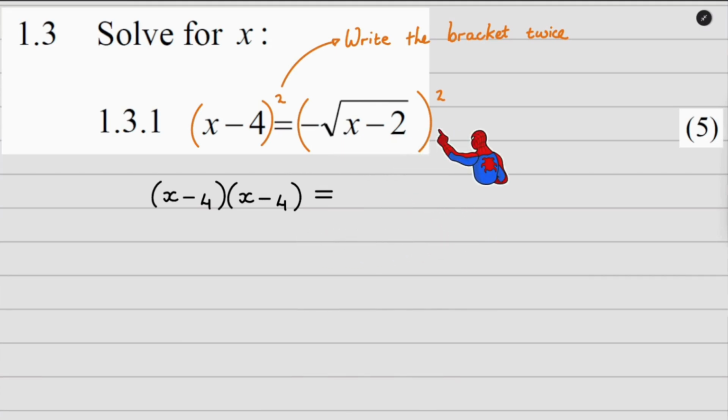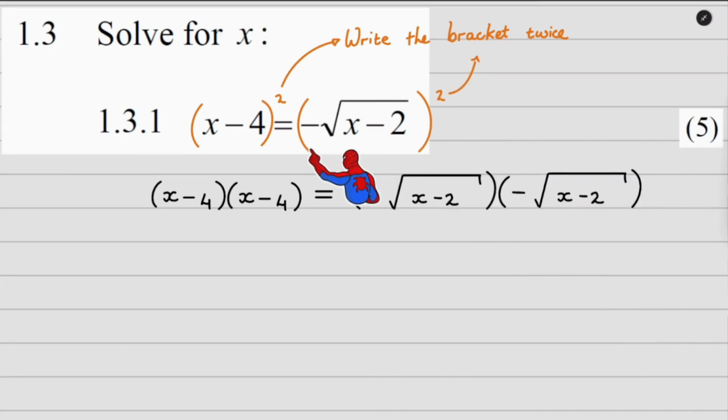And I'm going to do you one better. I'm going to write this bracket twice to show you how it simplifies. If I write this bracket twice, then a minus times a minus is a positive. And if I have a square root multiplied by another square root with the same thing underneath, the square root just disappears. So from this whole ordeal, we're just left with x minus 2.